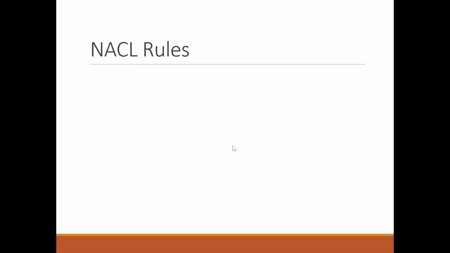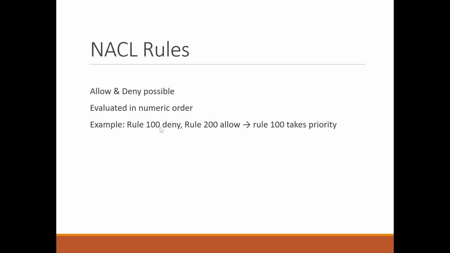Next slide, we'll see network access control list rules. First, both allow and deny are possible: you can allow and explicitly deny. For rule evaluation order, the lowest number is evaluated first, in numeric order, whether the rule is deny or allow, for example rule 200.